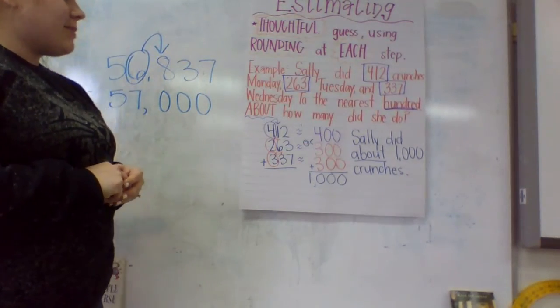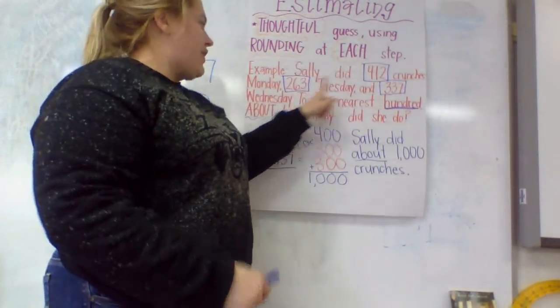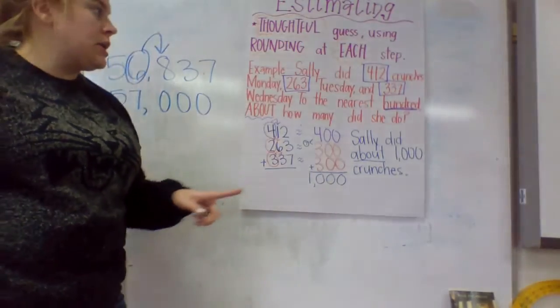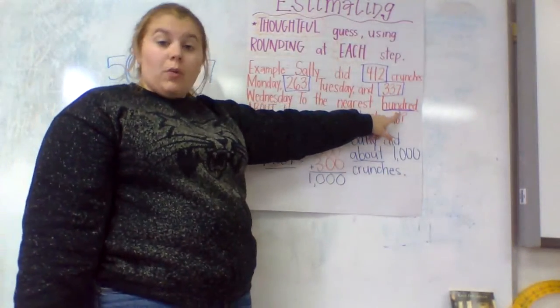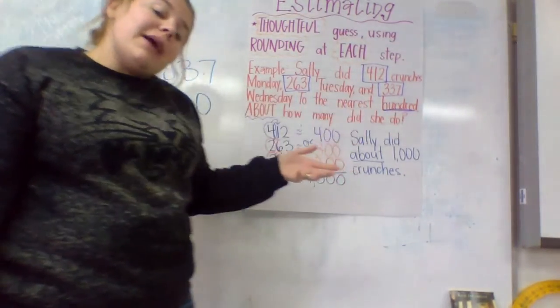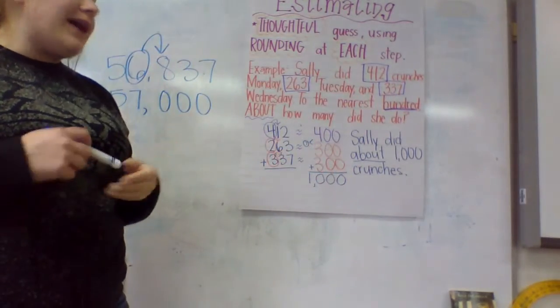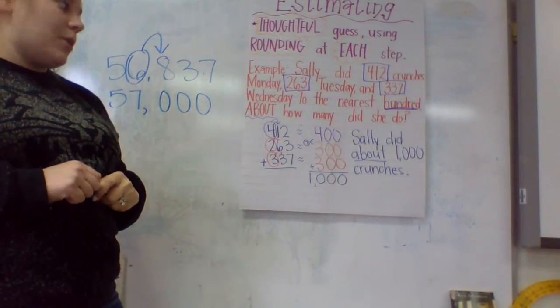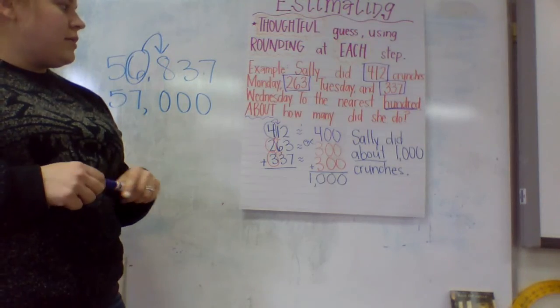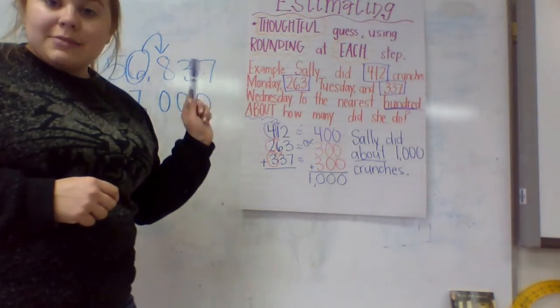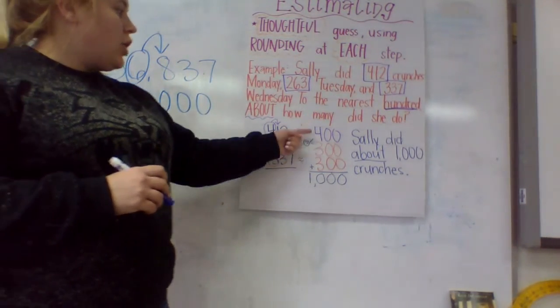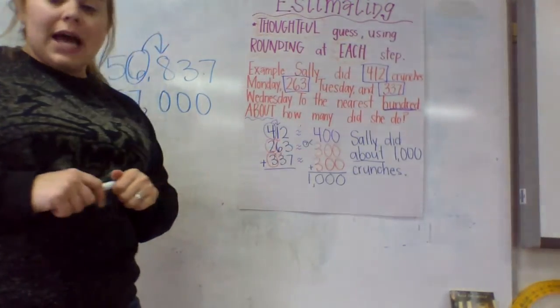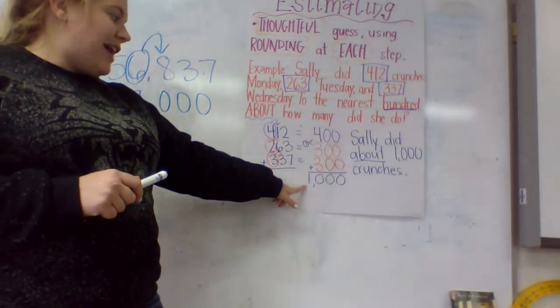So when you estimate, make sure you figure out your numbers. They're important. What place value it wants you to go to. Sometimes it might not tell you the place value, so you have to think of which one would give you the most accurate estimation. And then figure out, am I adding, subtracting, multiplying, or dividing? You have to round at each step to find your answer.